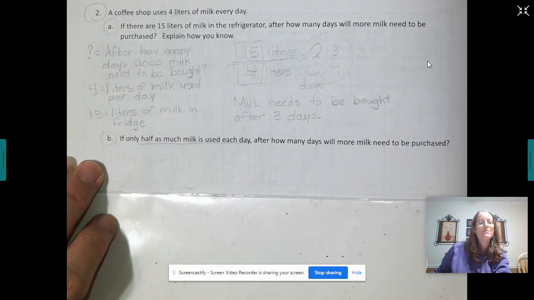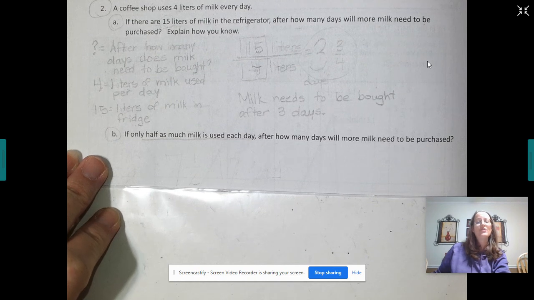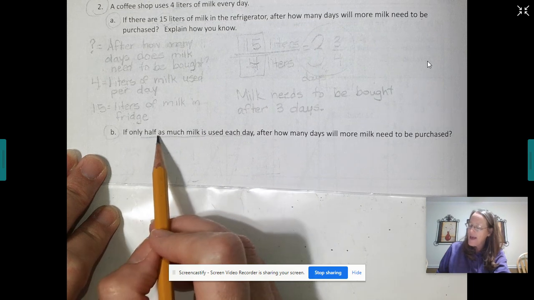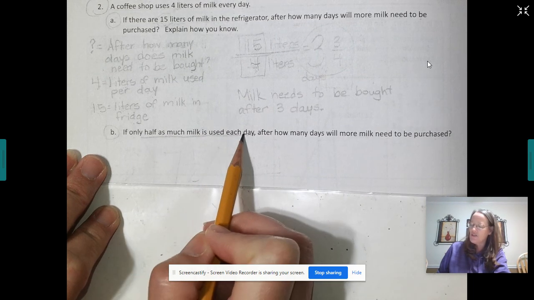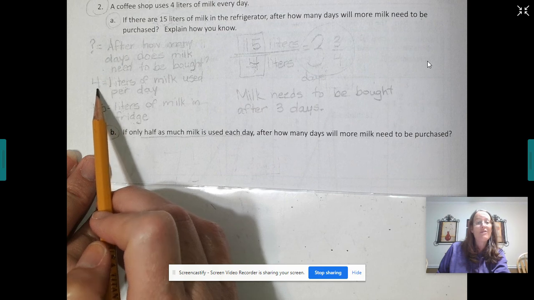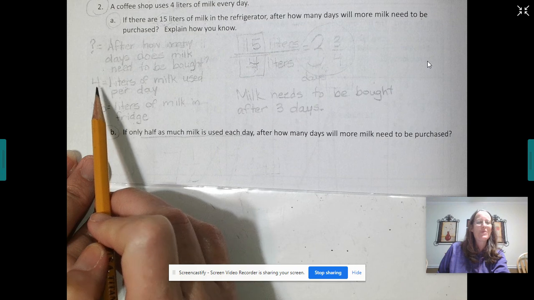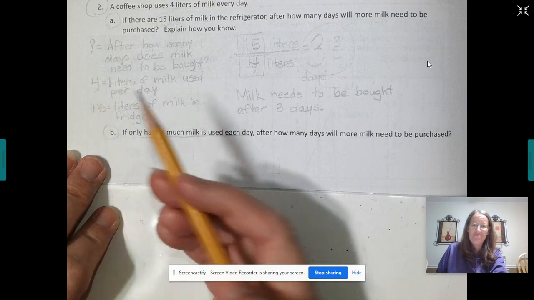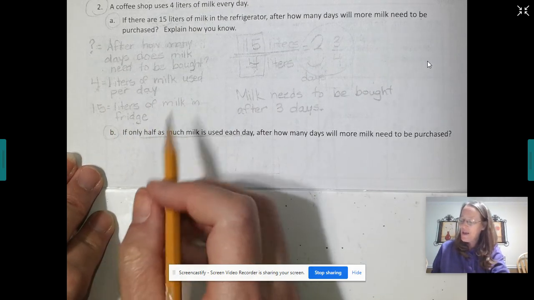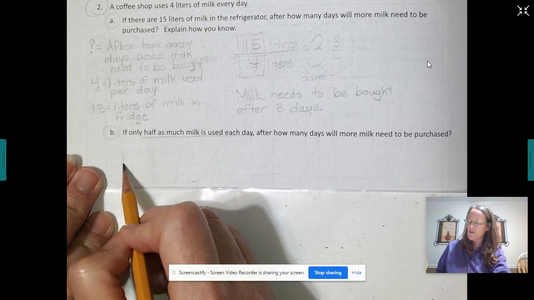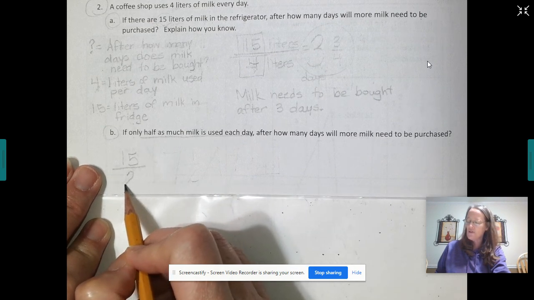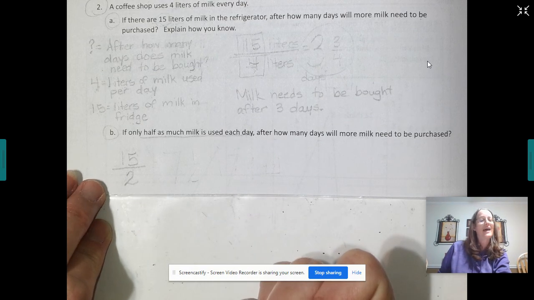Let's look at this next one real quickly. If only half as much milk is used each day, after how many days will more milk need to be purchased? If only half as much is used each day, half as much as the 4 liters that are used in the first problem. What's half as much as 4? Yeah, if I cut 4 in half, I'm using 2 liters a day. So I'm going to take my total number of liters that's going to be split, but this time I'm dividing it by the 2 liters that I'll use every day.